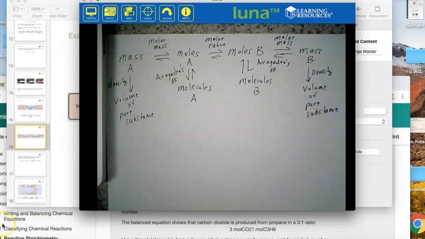And so this is the overall scheme of stoichiometry conversions. There's more than two different conversion factors, but most of the time you're only going to be using the molar ratio or molar mass. And you just have to remember, if you're going from moles to molecules, you use Avogadro's number. Rarely do they ask for the volume of the substance, but if they do, then that's when you would use density.